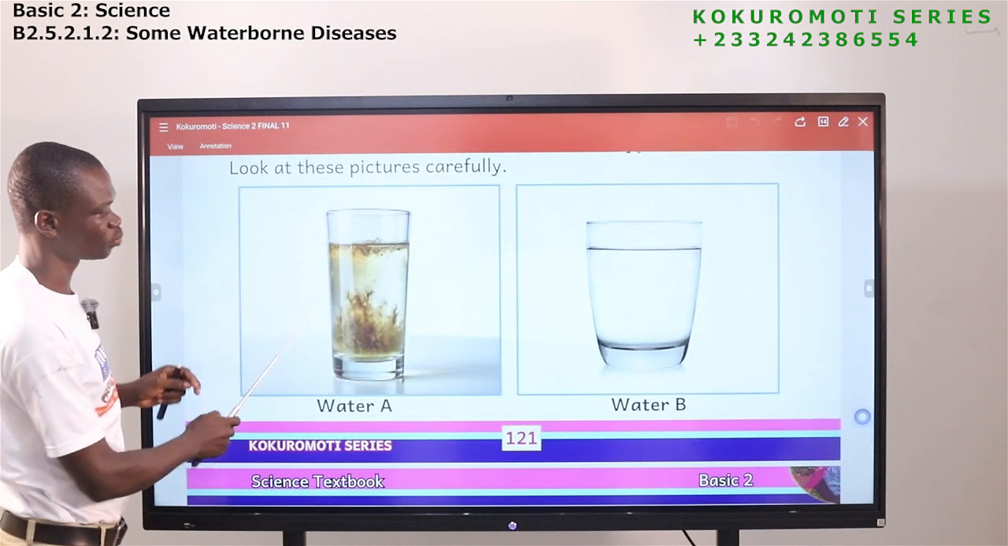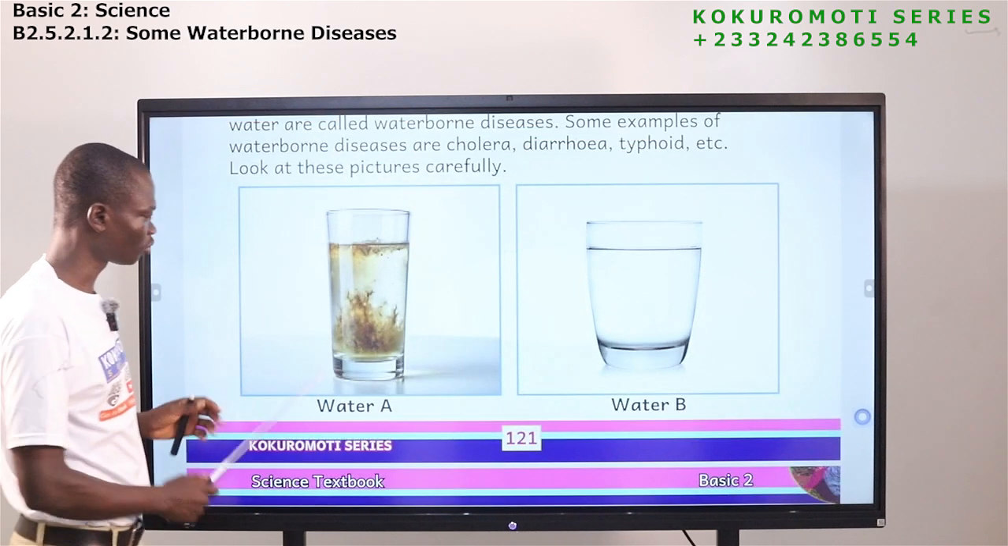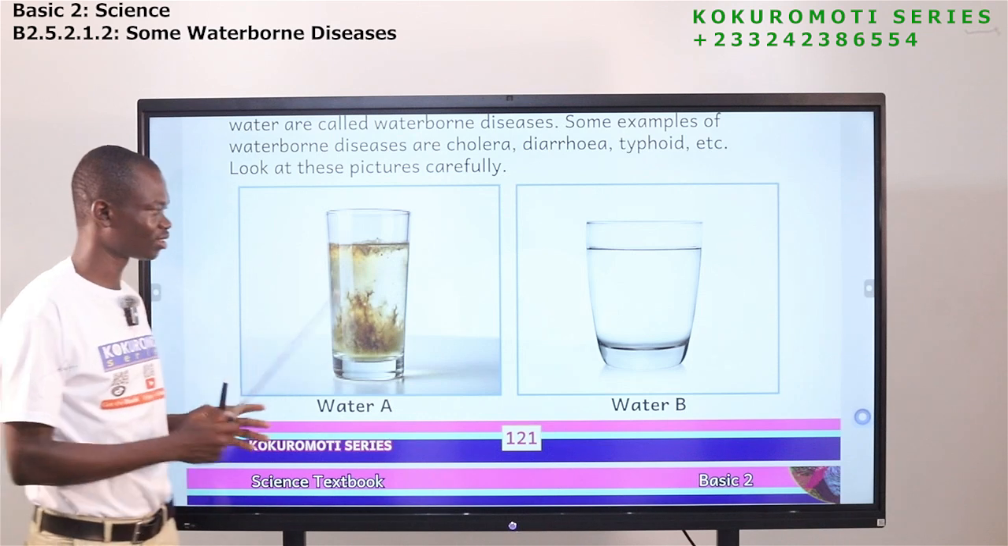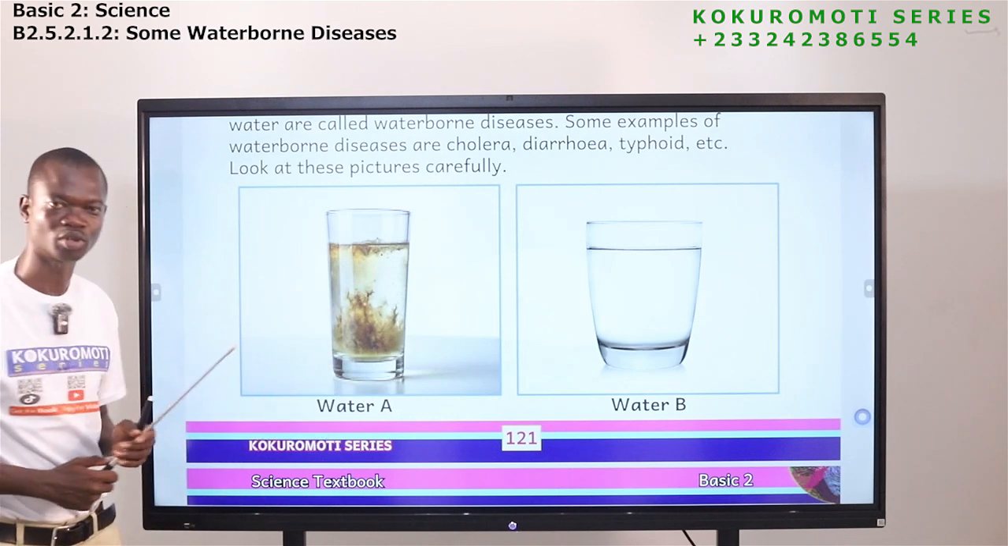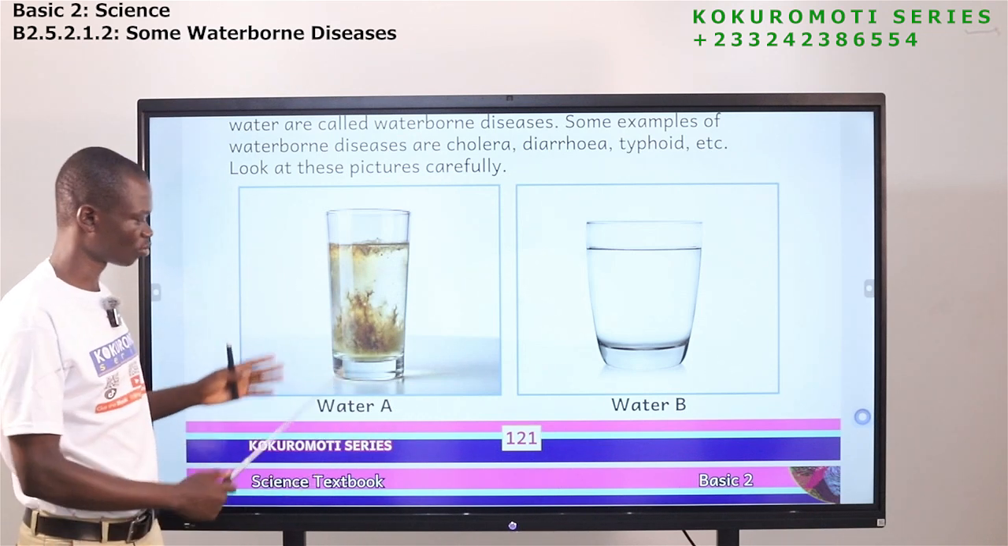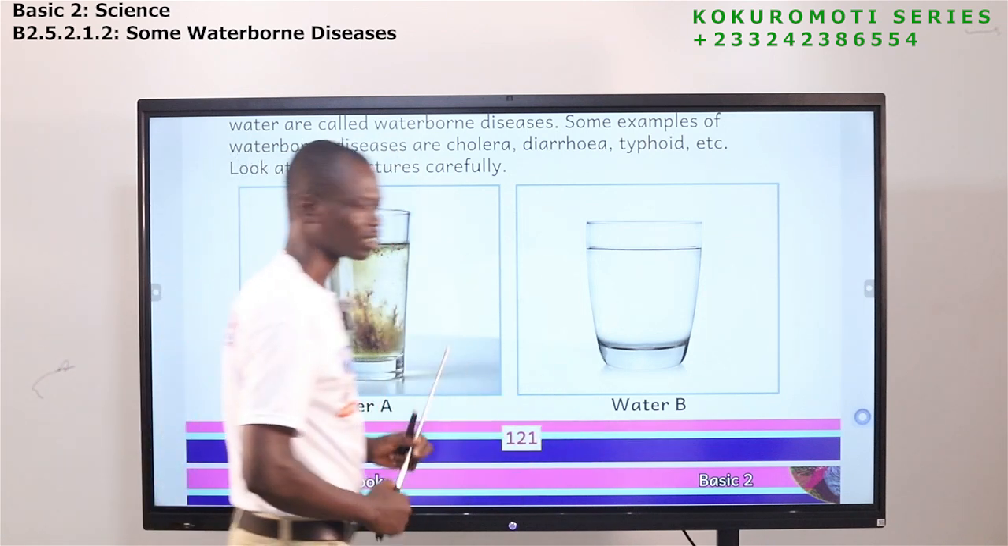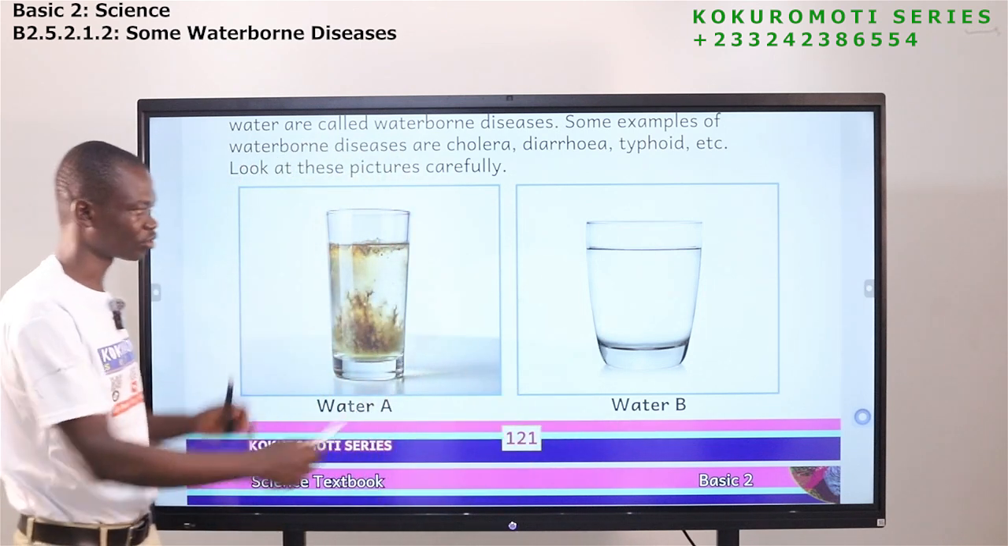Okay, let's look at this one. If you look at these two pictures, we have water A and water B. What can you say about these two pictures? Water A is a cup of water, and water B is also a glass of water.